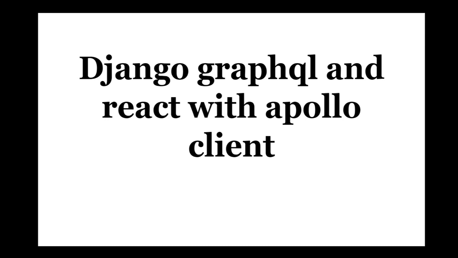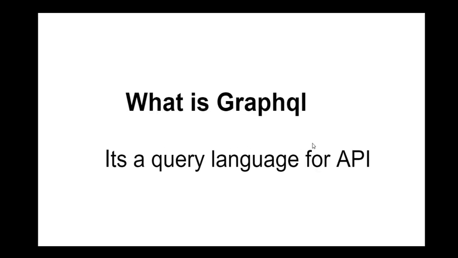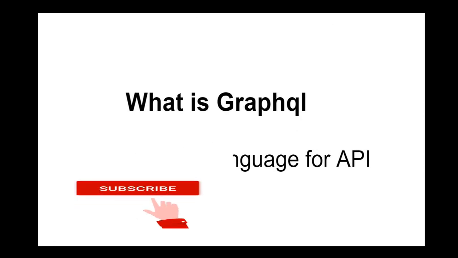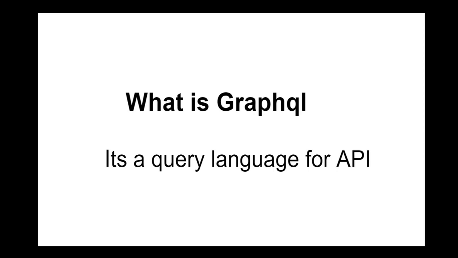Now, before we dive into the project and start coding, first of all, let's understand what GraphQL is and why we should consider using GraphQL in some of our projects. What's GraphQL? GraphQL is a new API standard that provides a more efficient alternative to REST API. It was developed and open sourced by Facebook. It's a query language for APIs.